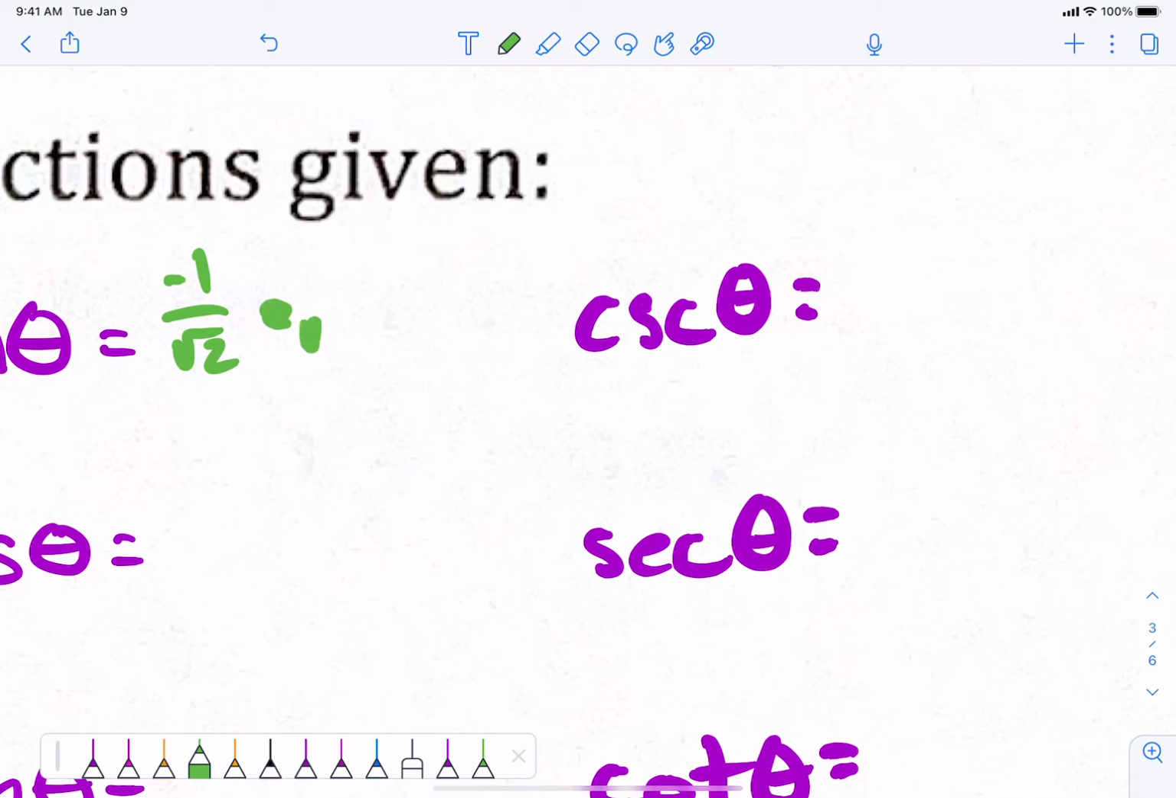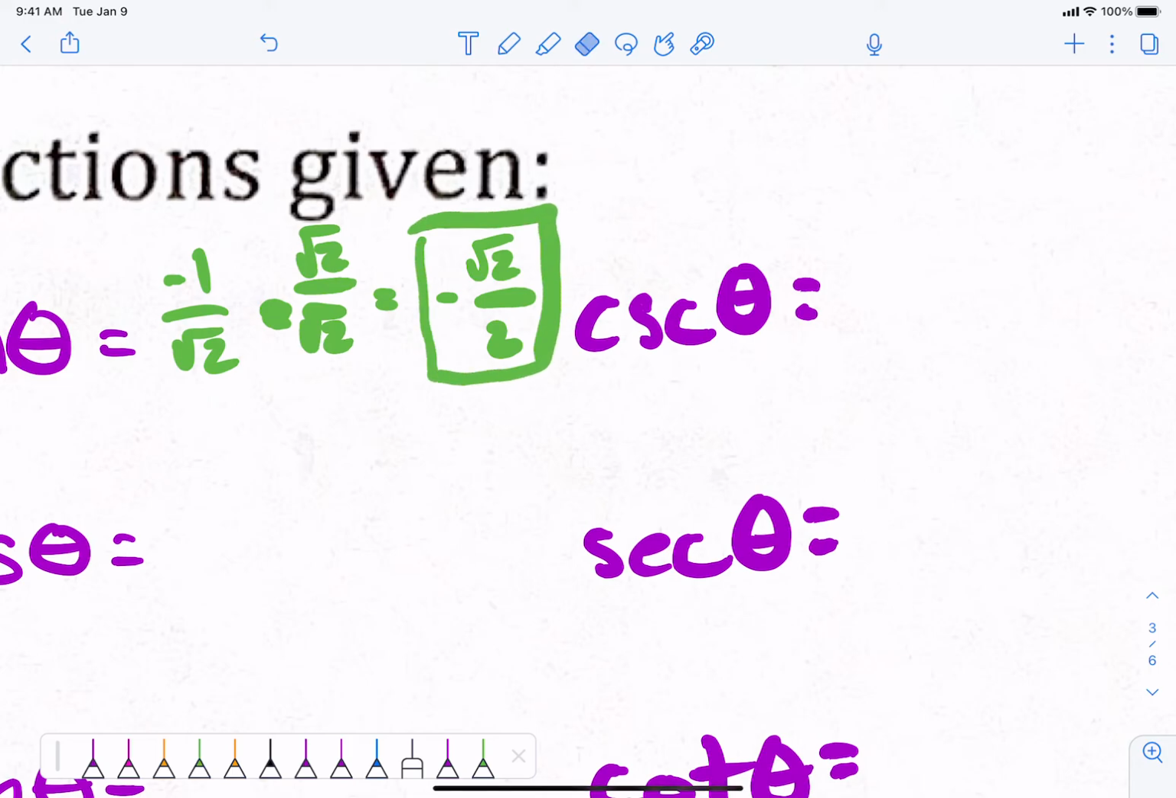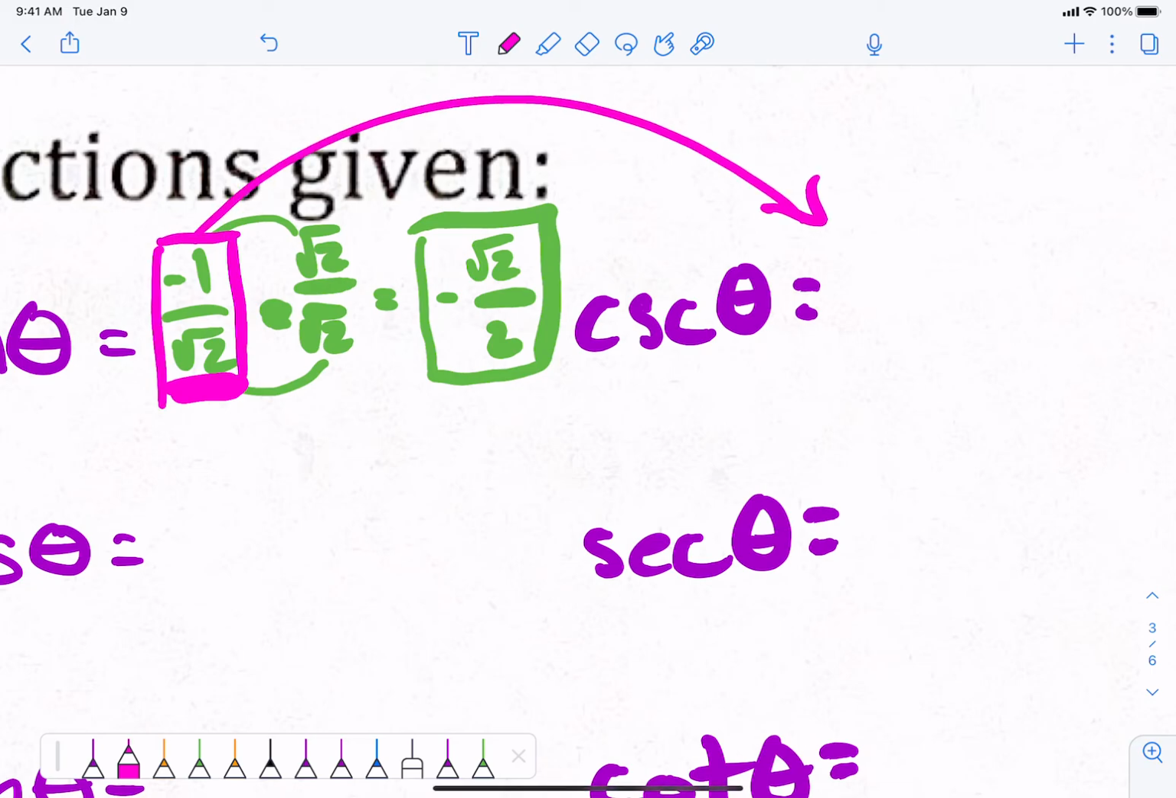Rationalize. So you multiply by the square root of 2 over the square root of 2, which makes it negative square root of 2 over 2. 1 times the square root of 2, and square root of 2 times the square root of 2 just becomes 2. Okay, cosecant. Look back at this guy, and we're going to flip him to make cosecant. What's the flip of negative 1 over the square root of 2? Negative square root of 2 over 1, or just negative square root of 2. You see that?